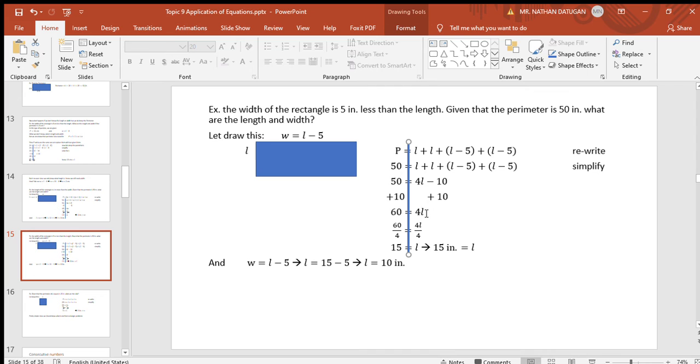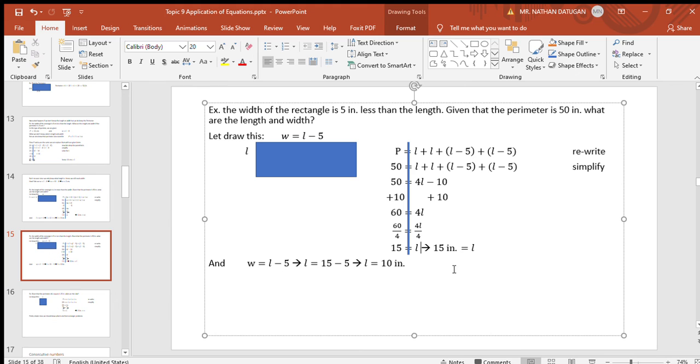We want L by itself, so you have to divide both sides by 4. 60 divided by 4 is equal to 4L divided by 4. Do some division and simplification, and you're going to get 15 is equal to L. Now again, we don't want to simply say 15 is equal to L. We need to say what kind of 15 it is. Again, it's a measurement, not just a number. So you have to say 15 inches is equal to L.